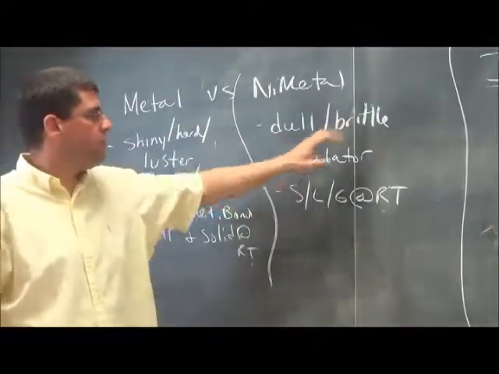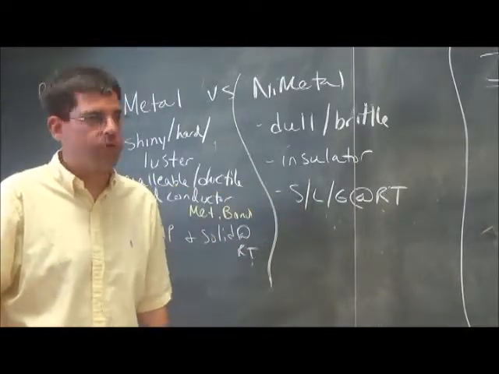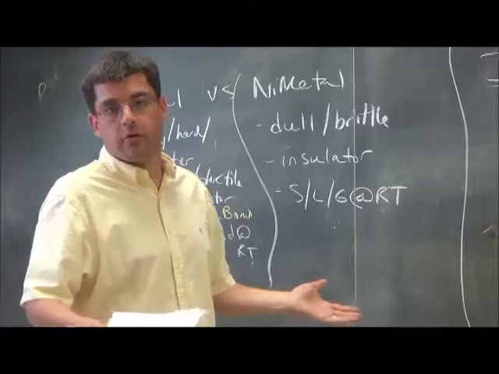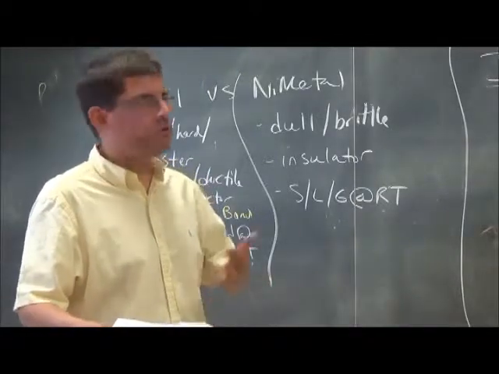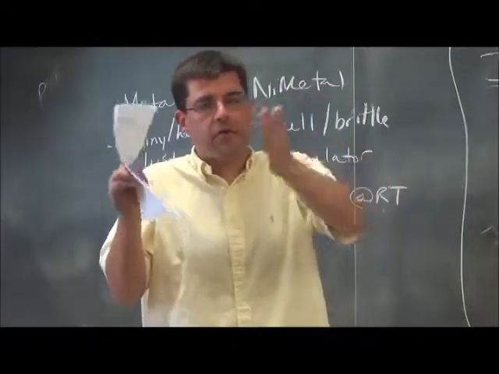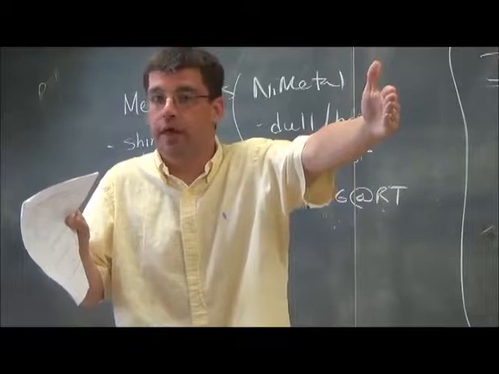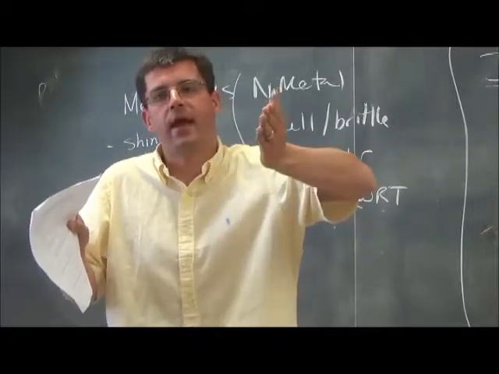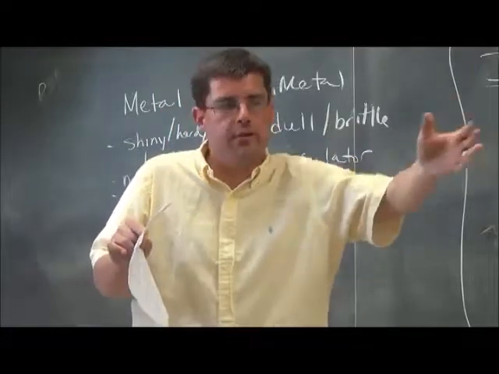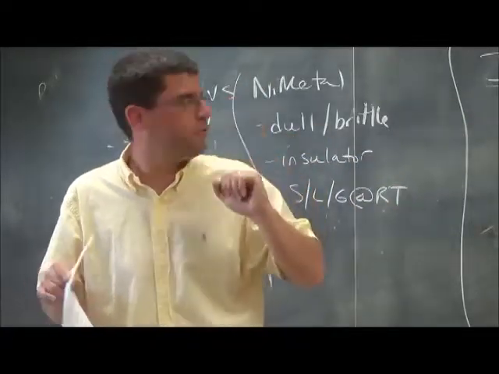Nonmetals are the opposite: dull, brittle, insulators, and also solids, liquids, and gases at room temperature. So we talked about those properties. Metalloids show properties of both metals and nonmetals. Semiconductors are good examples. So we talked about the reactivity of metals. From left to right, they give away valence electrons. They tend to form cations, positively charged ions. Why? Because they give away their electrons. They've got fewer electrons than protons, so they're positively charged.